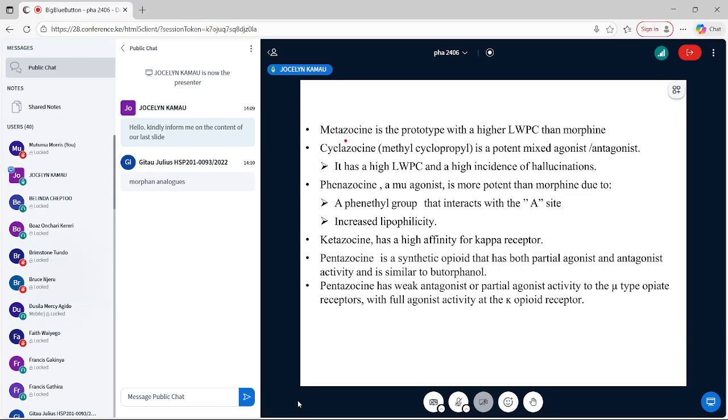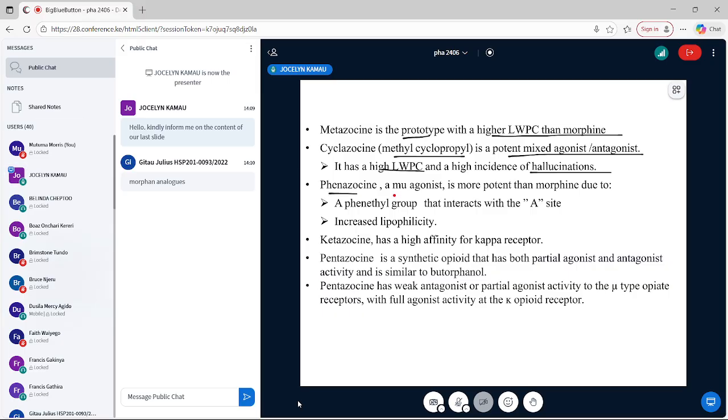So we can note therefore metazocine is a prototype with higher lipid-water partition coefficient than morphine. Cyclazocine, which has the methylcyclopropyl group, is a potent mixed agonist-antagonist. It has high lipid-water partition coefficient, or high lipid solubility, but a high incidence of hallucinations, and therefore it is not a good compound for clinical use.